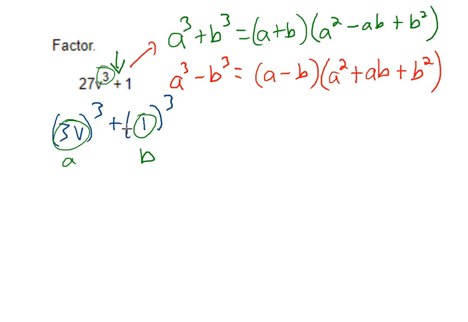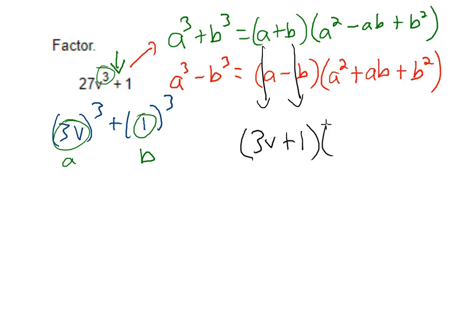And so I take these substitutions to the right-hand side of this formula. Instead of a, I'm going to have 3v, just like I have over here. And instead of b, I'll have 1. And we're going to add those two together, right? So in my problem, instead of a, I have 3v. Instead of b, I have 1. So I make the same changes to the right-hand side of this formula. Instead of a, I have 3v. Instead of b, I'm going to have 1.